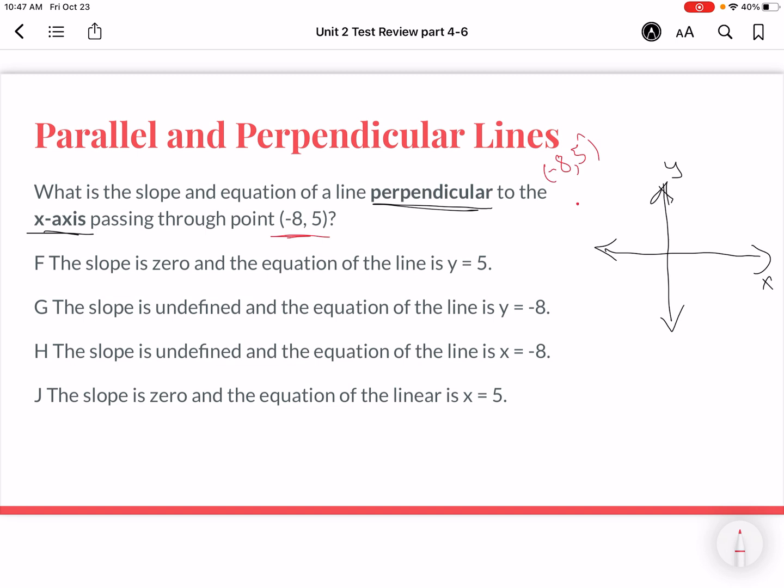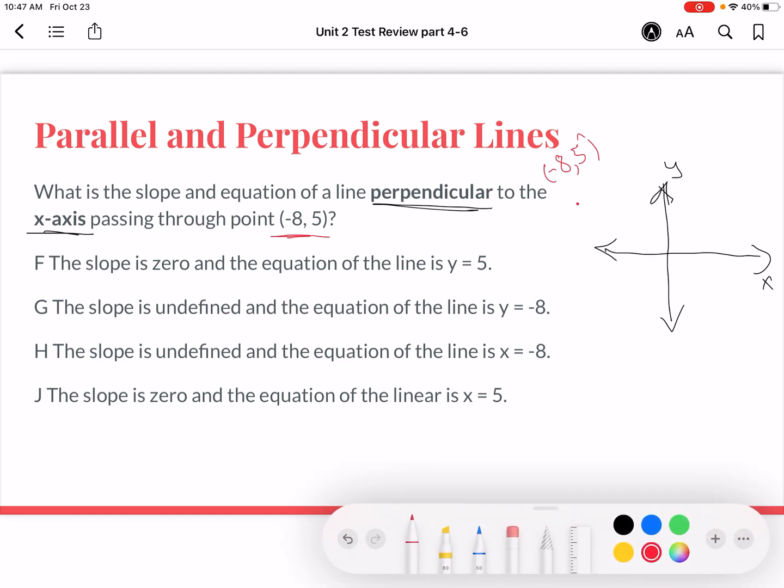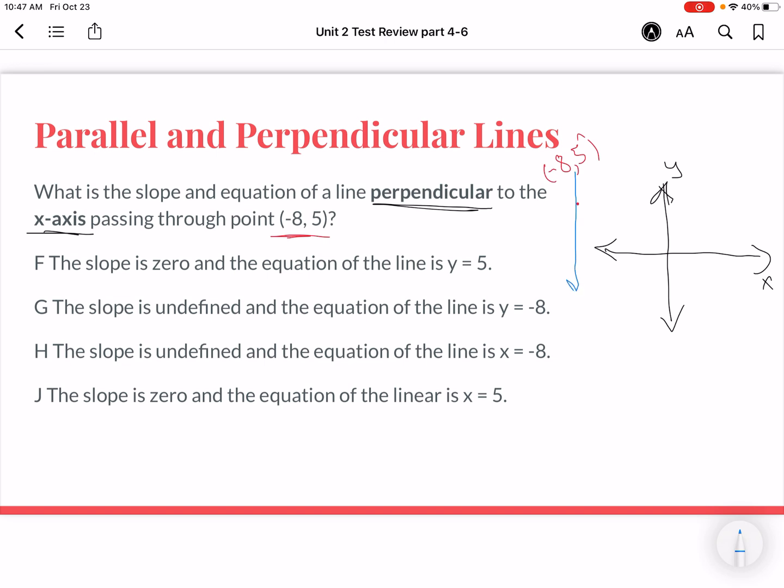Okay? My line has to be perpendicular to x. Well, if I look, x is a horizontal line, so a perpendicular line to that would be one that crosses through it at a 90-degree angle, or a vertical line. And if you remember, vertical lines are undefined. That's what the U stands for. And then it is x equals whatever the x value is. So in this case, x equals negative 8. So we want an undefined slope, and the equation of the line is x equals negative 8. Well, we know the slope is undefined, and x equals negative 8 is answer choice H.